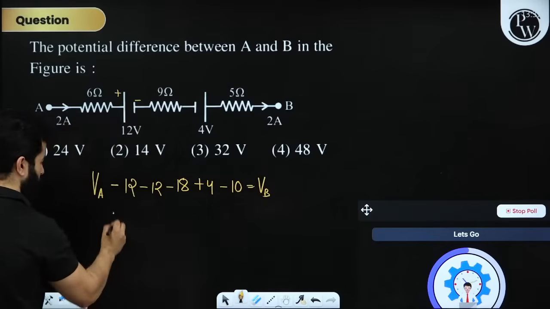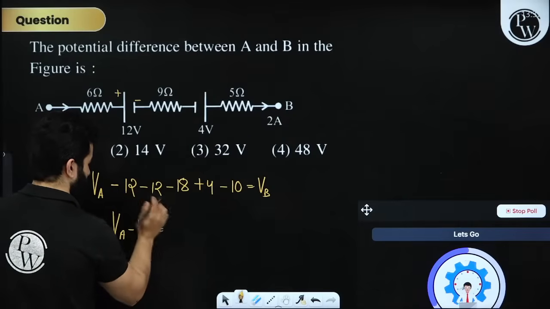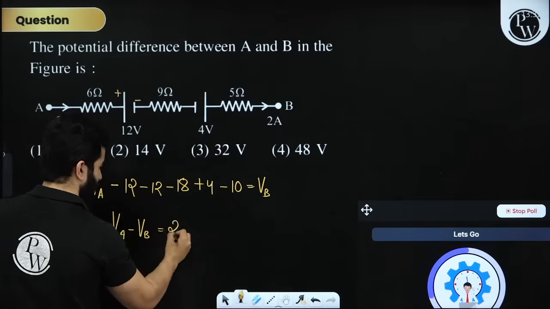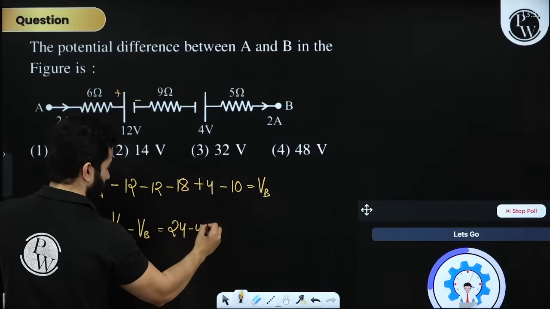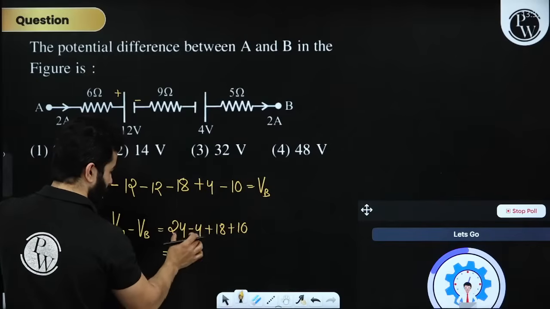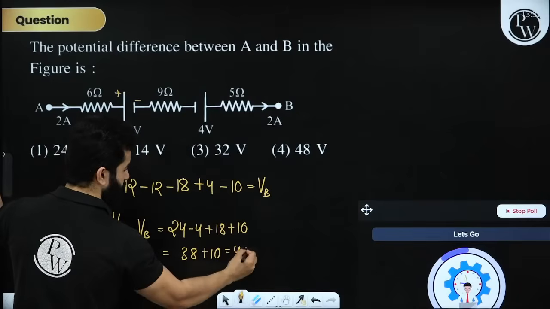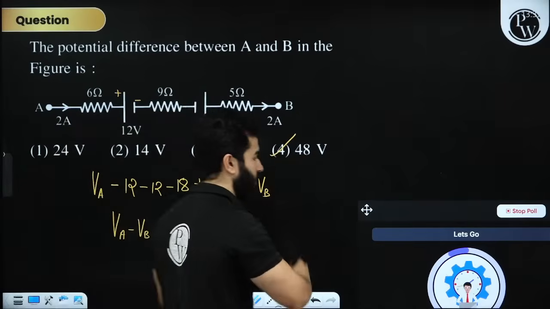Clear? So VA minus VB will be 24 minus 4 plus 18 plus 10. So this will become 20, 38 plus 10, that is 48 volt. Fourth is the correct answer.